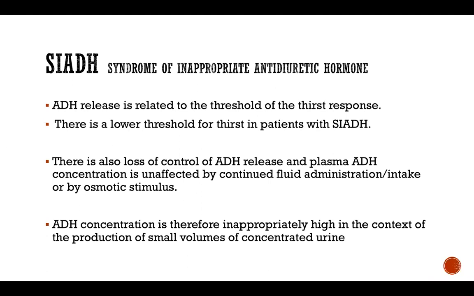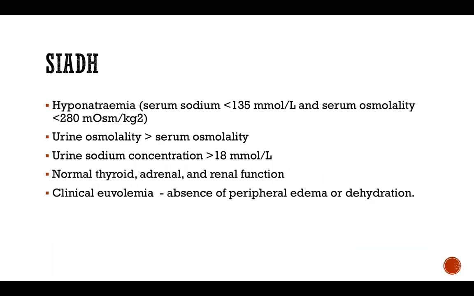The control of ADH secretion is impaired. There's also loss of control of antidiuretic hormone release, and plasma ADH concentration will not be affected by the continued fluid intake or even by the osmotic stimulus. The ADH concentration is therefore inappropriately high in the context of the production of a small volume of concentrated urine.